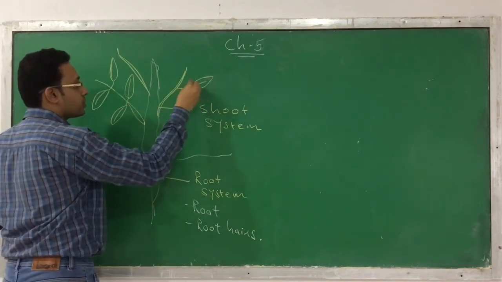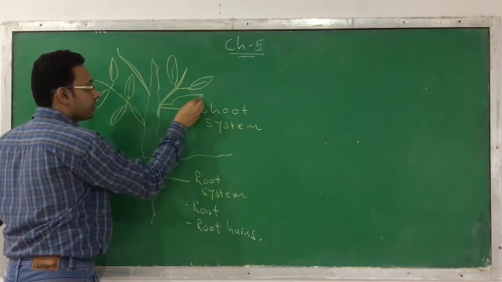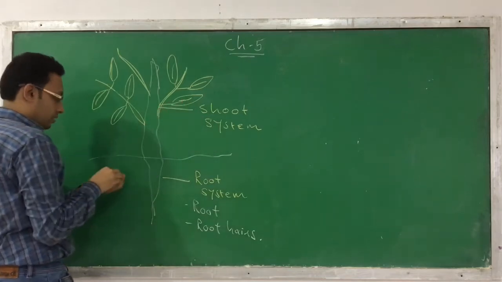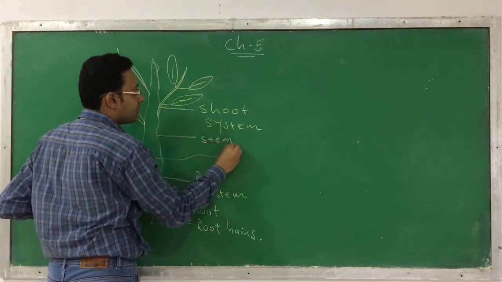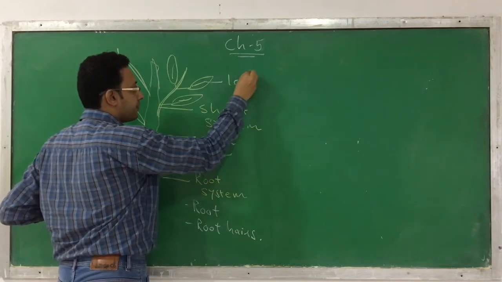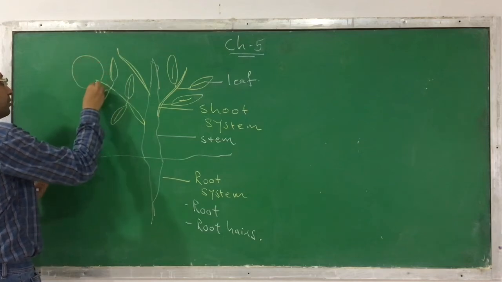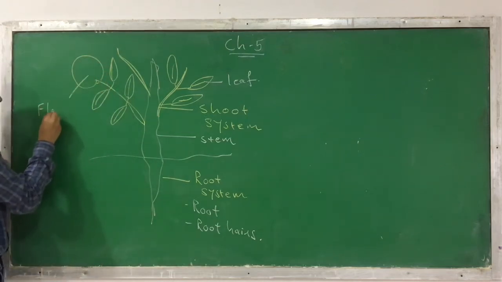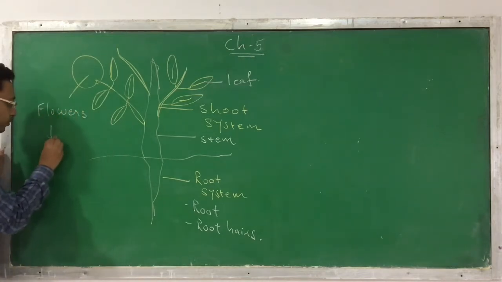Similarly, this branch is also... I am not drawing the whole one, I am just drawing the schematic one. So these are the leaves. So what does it possess? It possesses the stem, the leaf, the flowers. I am just drawing the schematic diagram. This is a flower, okay, clear. It possesses the flowers, and even this flower gets converted into the fruits.